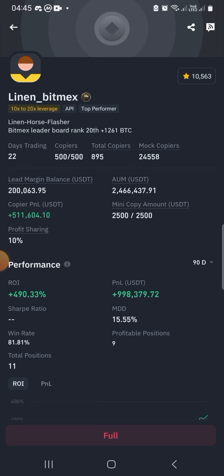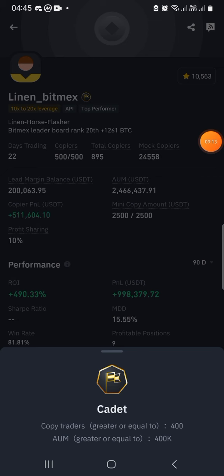Okay, so we have 10 to 20 times leverage. Also, the guy has enabled API trading, so basically he's probably using a bot to trade. Then we have these tags. Some of these people have tags. This is the first tag. When you click on that tag, it tells you that the person is a cadet.